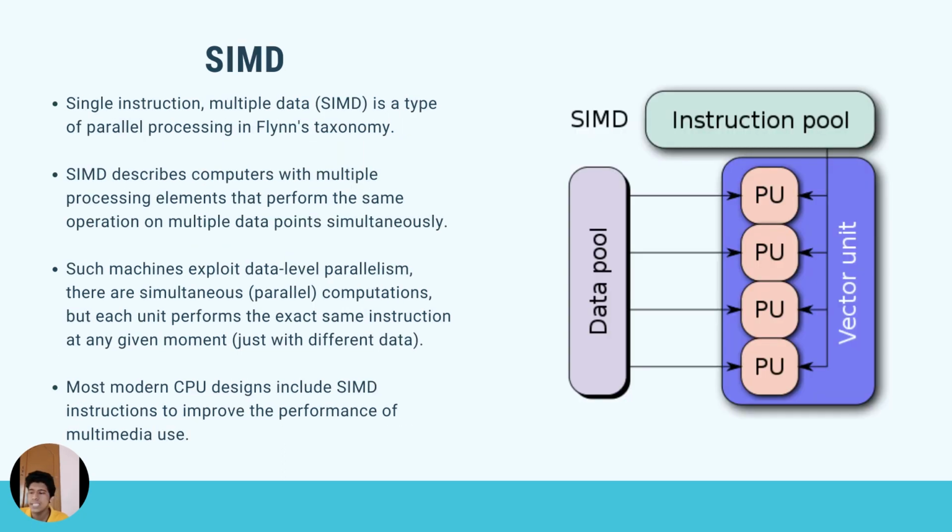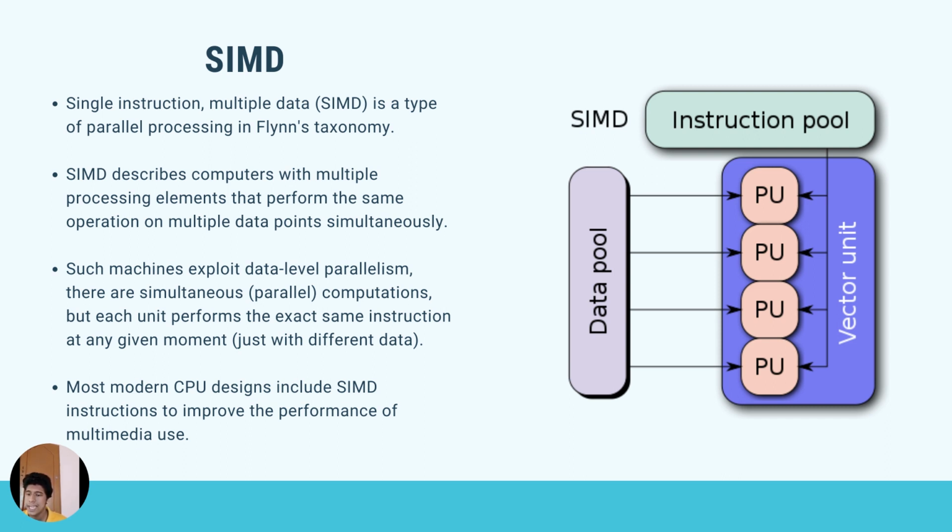Now moving on to the second type of Flynn's classification, that is SIMD, single instruction, multiple data. That is a type of parallel processing in Flynn's taxonomy, so parallel processing comes into existence from now on. SIMD describes computers with multiple processing elements that perform the same operation on multiple data points simultaneously.